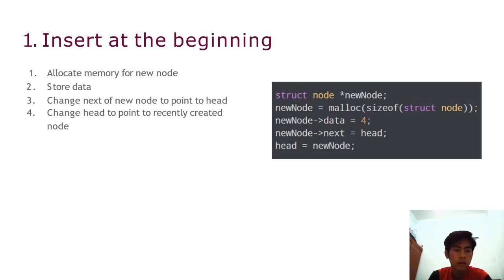One, insert at the beginning. One, allocate memory for the new node. Store data. Change next of the new node to point to head. Change head to point to the recently created node.